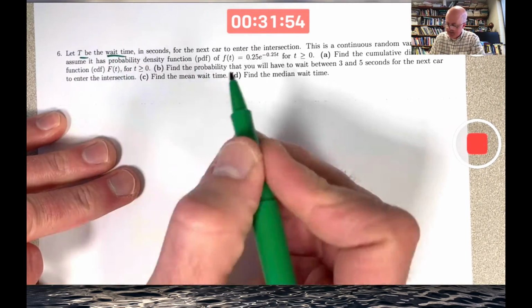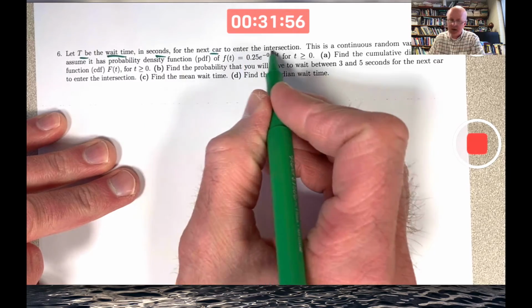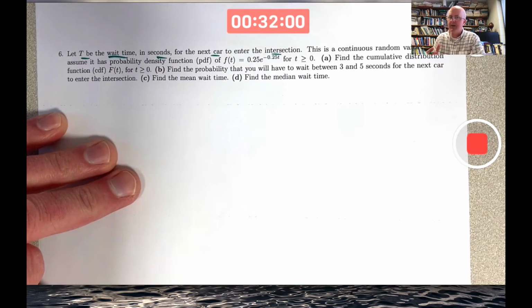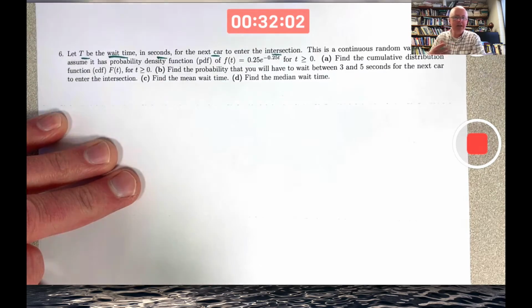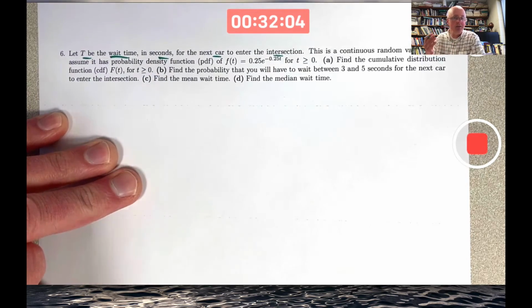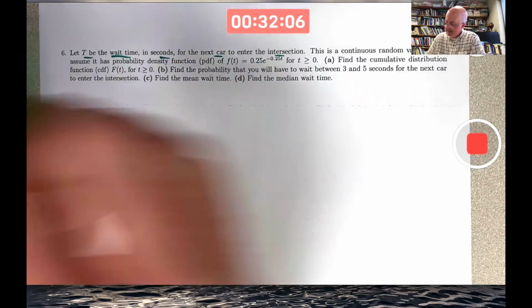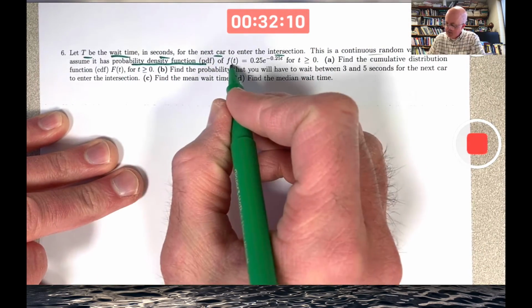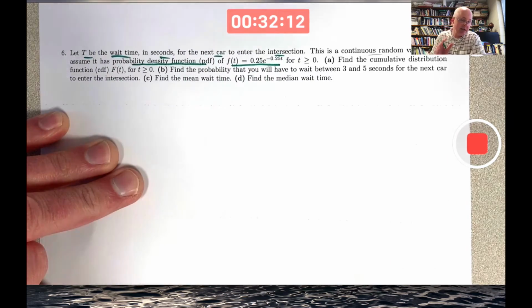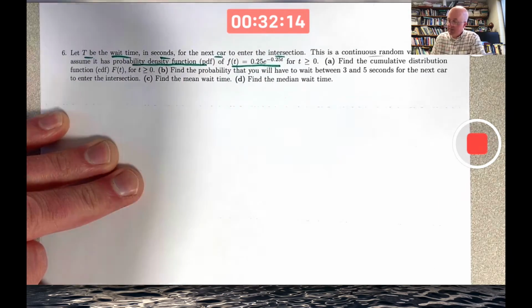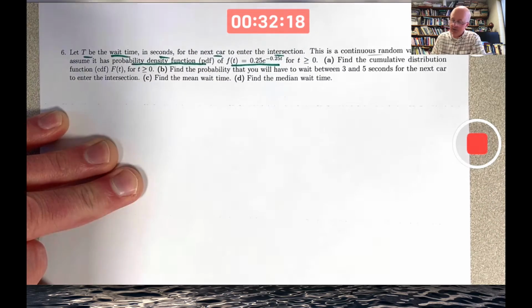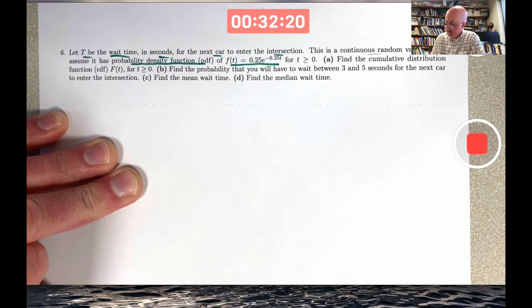T is the wait time in seconds for the next car to enter an intersection. What in the world is that? That's called a random variable. Cars come into intersections at random. It's modeled by randomness. It's a continuous random variable, and it's got what's called a probability density function, PDF, equal to this function here. This is typically a type of model that's fairly accurate for waiting times, for example, cars coming into intersections or other kinds of wait times.